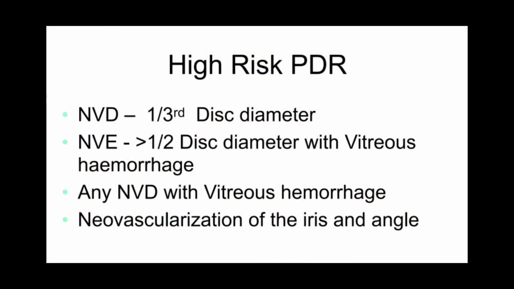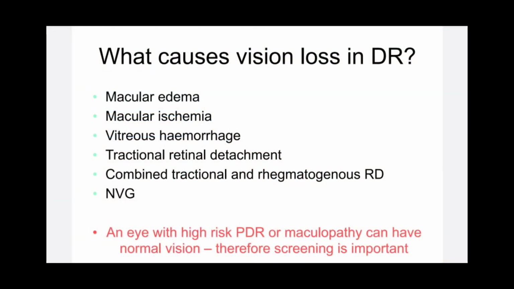High risk PDR is characterized by neovascularization of the disc of 1/3 of disc diameter, or any neovascularization of the disc with vitreous hemorrhage, or neovascularization elsewhere more than half disc diameter in size associated with vitreous hemorrhage, or neovascularization of the iris and angle. So let's see the causes of decreased vision or vision loss in diabetic retinopathy.